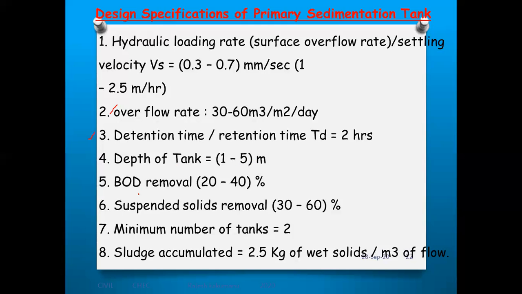What is the BOD 5 removal? 20% to 40%. What is the suspended solids removal? 30 to 60%. What is the minimum number of tanks required? Generally we require a minimum of 2 tanks. Next, sludge accumulated is 2.5 kg of wet solids per meter cube of flow. So this sludge process, next unit we will discuss.